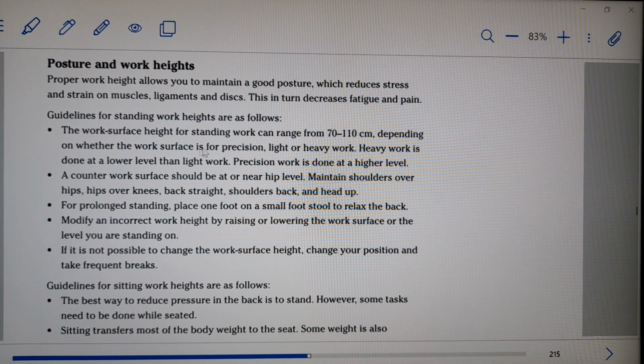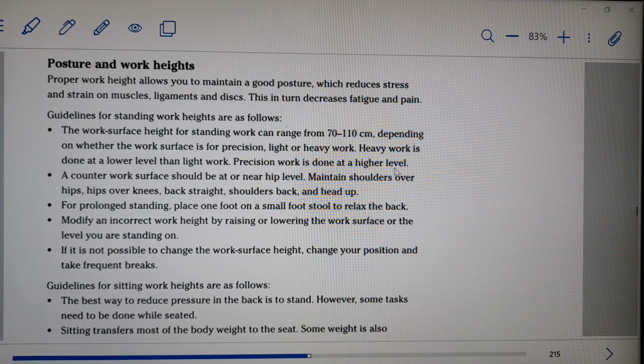The work surface height for standing work can range from 70 to 110 centimeters, depending on whether the work surface is for precision, light, or heavy work. Heavy work is done at a lower level than light work. Precision work is done at a higher level. A counter work surface should be at or near hip level. Maintain shoulders over hips, hips over knees, back straight, shoulders back, and head up.